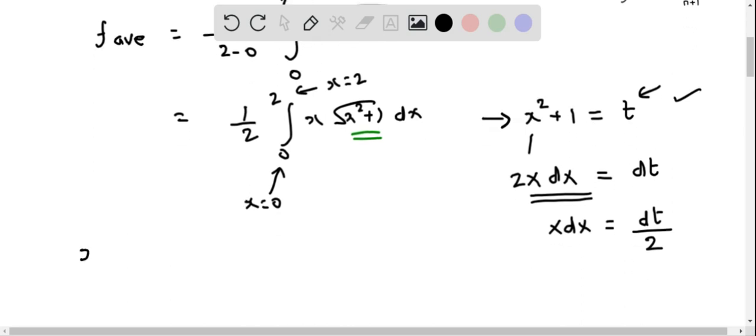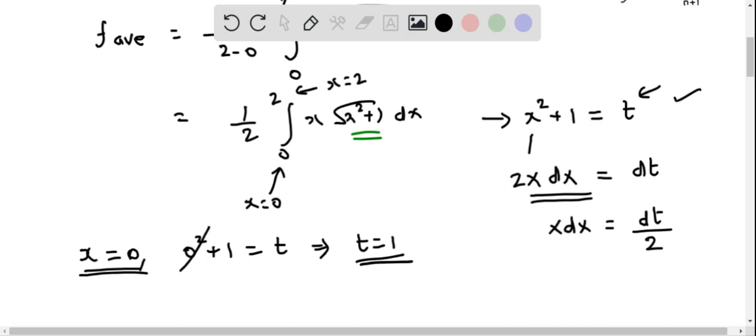So let's do that. When x equal to 0, you plug x equal to 0 into x squared plus 1, which becomes 0 squared plus 1 equals t. So this implies 0 squared is 0 and t equals 1. So when x equal to 0, the value of t equals 1.